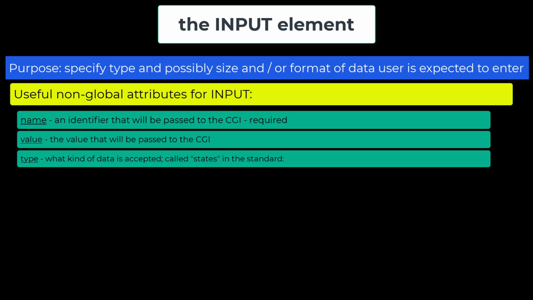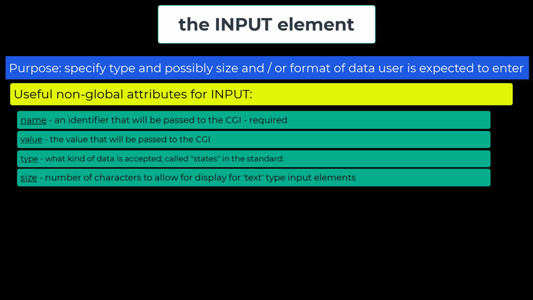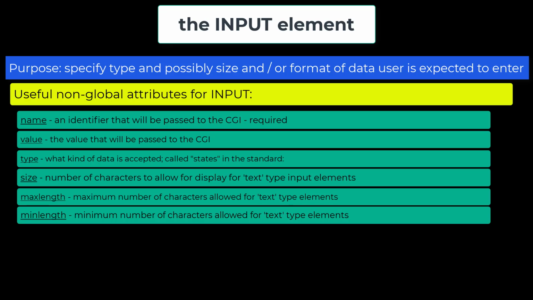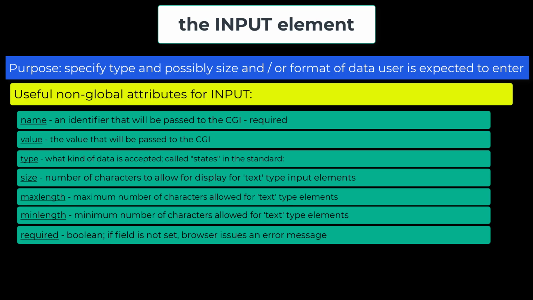Additional attributes useful for input are size, the number of characters displayed for text type fields. It's used to determine the size of the space allowed on the page. Max length, the maximum number of characters allowed for text type fields. Note, if max length is greater than size, the content is scrollable in the field. Min length, the minimum number of characters allowed for text type fields. Required. This is also Boolean. If a required field is not set, then the browser issues an error message.